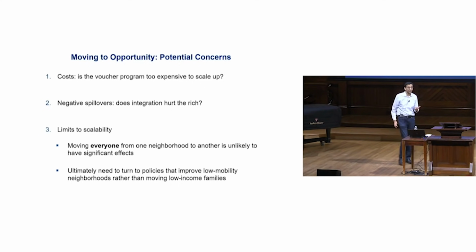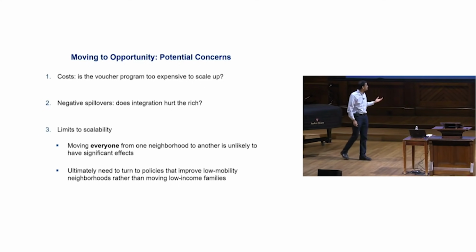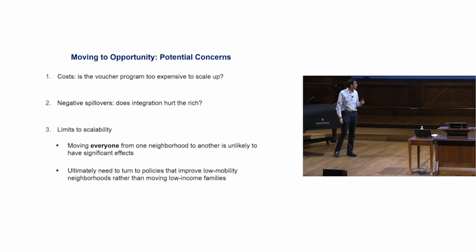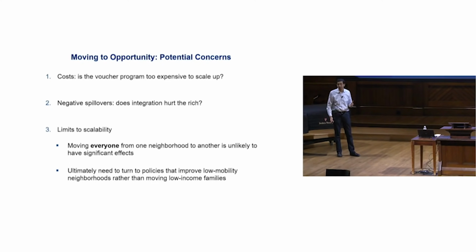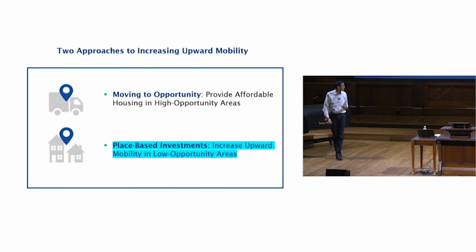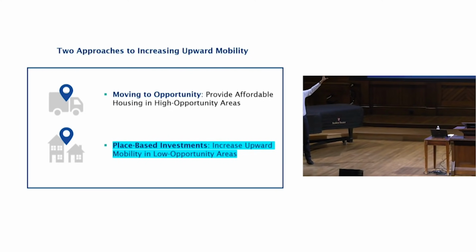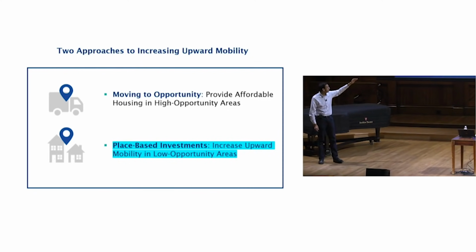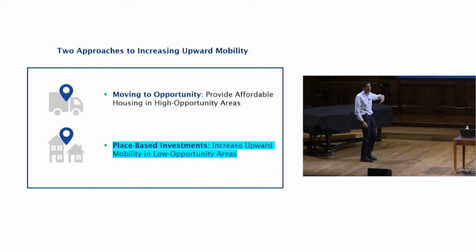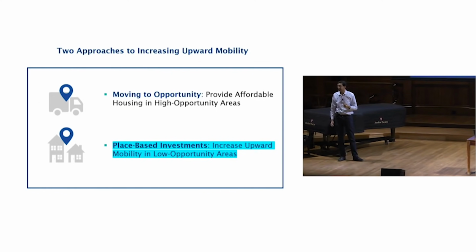And so ultimately, what that means is you need to turn to policies that improve low mobility neighborhoods rather than just moving people around. And so that's the next thing we're going to talk about. Remember, we talked about these two different approaches to improving upward mobility in light of the sharp differences across neighborhoods. So we spent a bunch of time talking about moving to opportunity. Now we're going to shift to talking about place-based investments. How can you actually increase upward mobility in low opportunity areas?